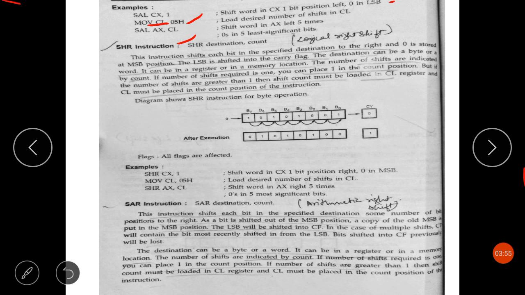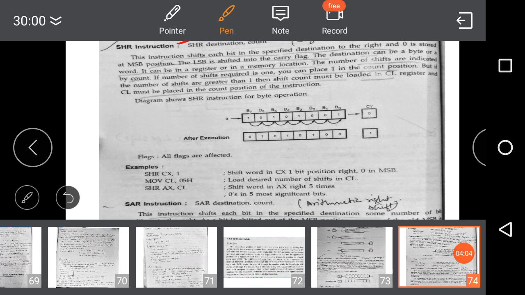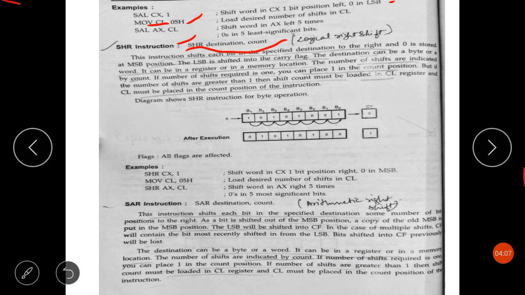Now the next instruction under shift operations is the SHR instruction. The format for writing this instruction is SHR destination, count. This instruction shifts each bit in the specified destination, whether it is a register or a memory location, towards the right, and 0 is stored in the MSB, and the LSB is shifted to the carry flag.